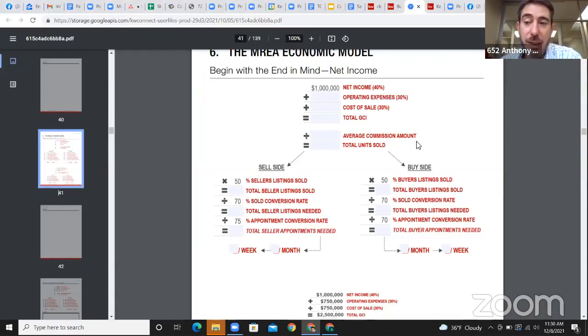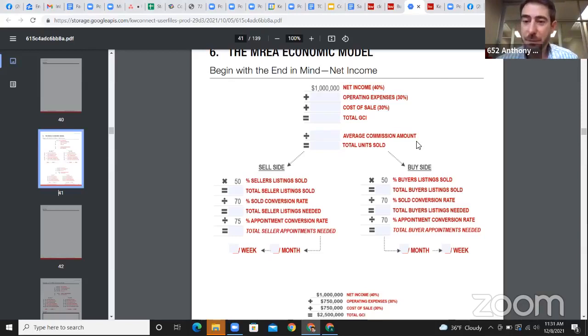So looking at this though, just a real quick overview, you have net income at the top, operating expenses, cost of sale, total GCI. So you're adding it backwards. You're starting with income first. You're saying, hey, the most important target or goal for me, in order for me to get to my family and life and business and health goals, I have to have this amount of income as profit. And we always start with 40%. And then you add in, what do you expect your operating costs to be? And then what do you expect your cost of sale to be?